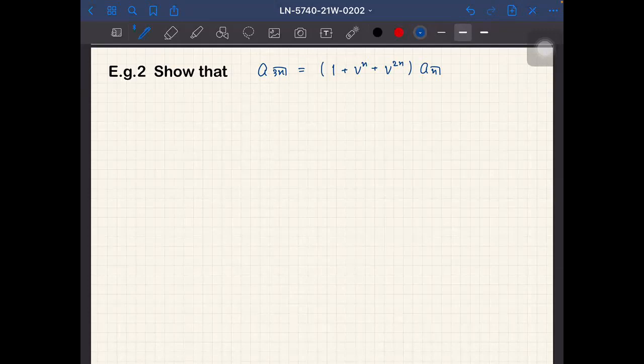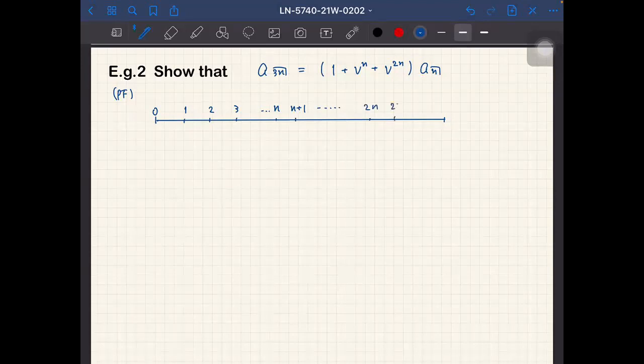We can do it in the same way. So we think about the payments over 3n years. We start at the first payment at 1, then up to n, then n plus 1, n plus 2, up to 2n, and 2n plus 1, 2n plus 2, up to 3n. So a angle 3n is the payment of $1 each for 3n years.